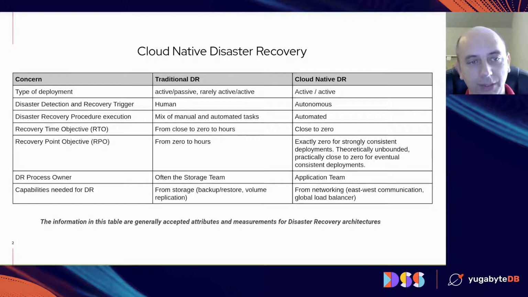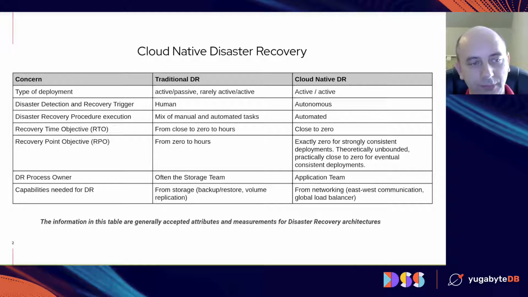For RPO, we have from 0 to hours, depending on which synchronization system we use for traditional DR. While for cloud native DR, we have exactly 0 if we are using strong and consistent deployments. So that means we never lose data. And if we're using eventually consistent deployments, we may have some data loss.